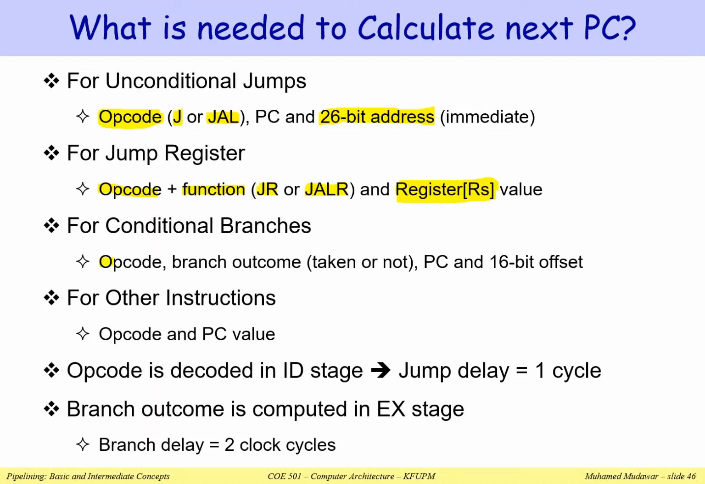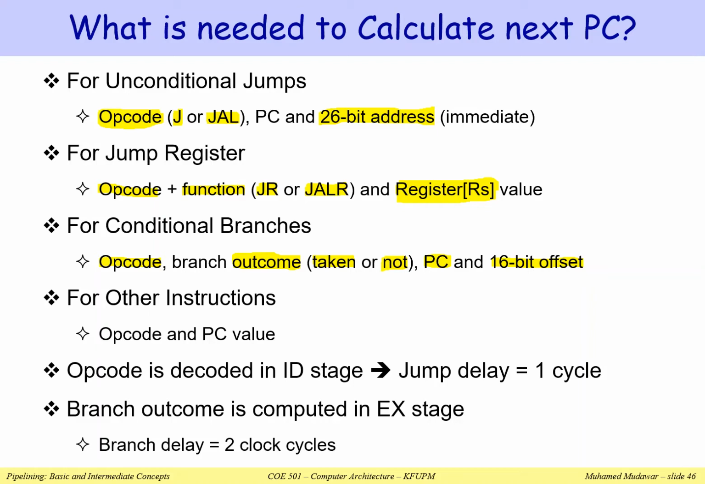Now, if the opcode indicates that this is a conditional branch, I need two things. I need the branch outcome. I need to determine if the branch is taken or not taken. In addition, I need to determine the branch target address. The branch target address is computed based on the value of the PC and the 16-bit offset. So it is PC relative addressing. The offset here can be positive or negative, indicating whether the branch is a forward branch or a backward branch.